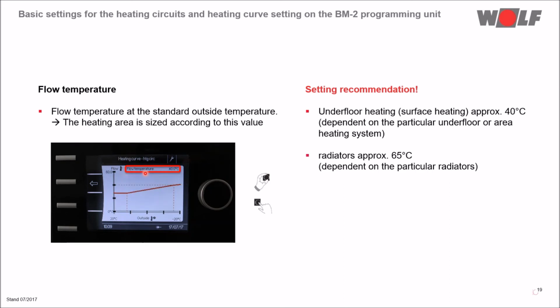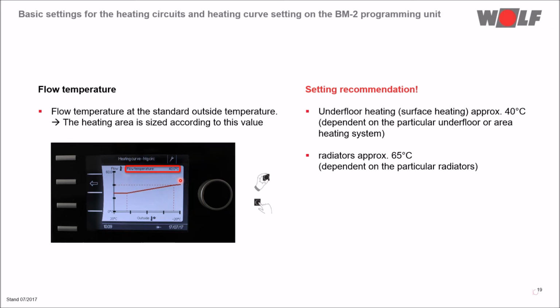Finally, we set the maximum flow temperature. We recommend 40 degrees for underfloor heating or area heating. However, this is dependent on the particular underfloor or area heating system. For radiators, the maximum flow temperature should be raised to 65 degrees. This also depends on the particular radiator. Now the heating curve has been set correctly.